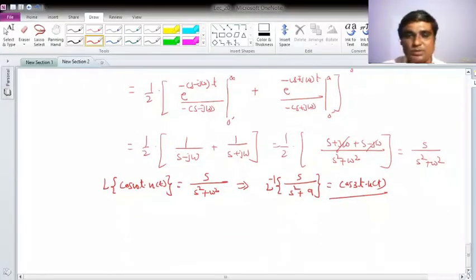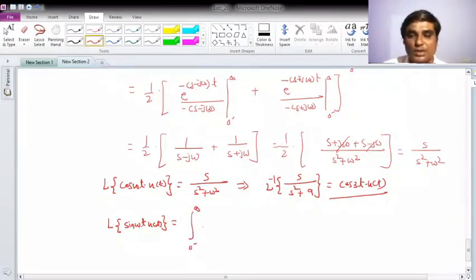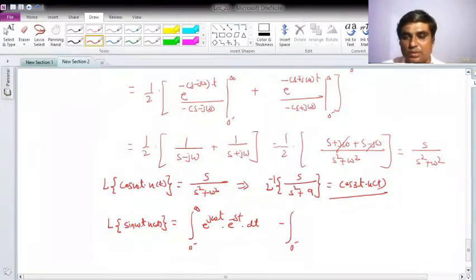Okay, similarly, based on it, if I would like to find out the Laplace transform of sine omega t into u of t, you can use the same approach: the integral from 0 negative to infinity of e raised to j omega t, using Euler's identity, times e raised to minus st dt, minus the integral from 0 negative to infinity of e raised to minus j omega t e raised to minus st dt, all multiplied by 1 over 2j.